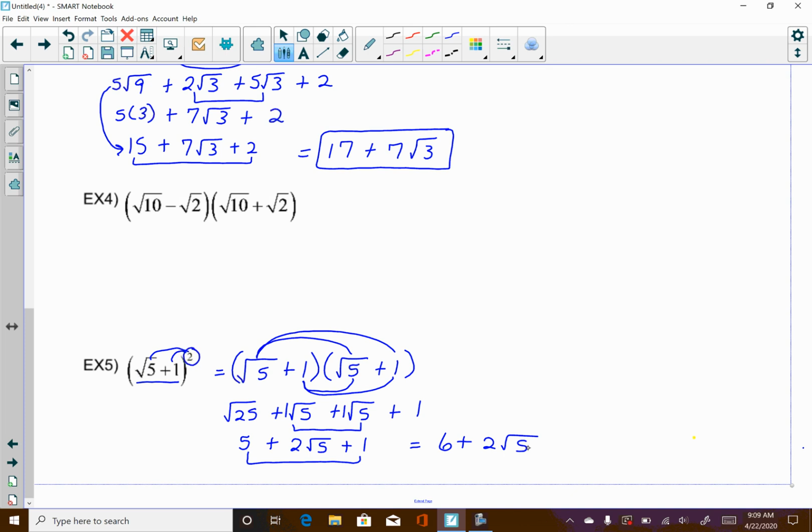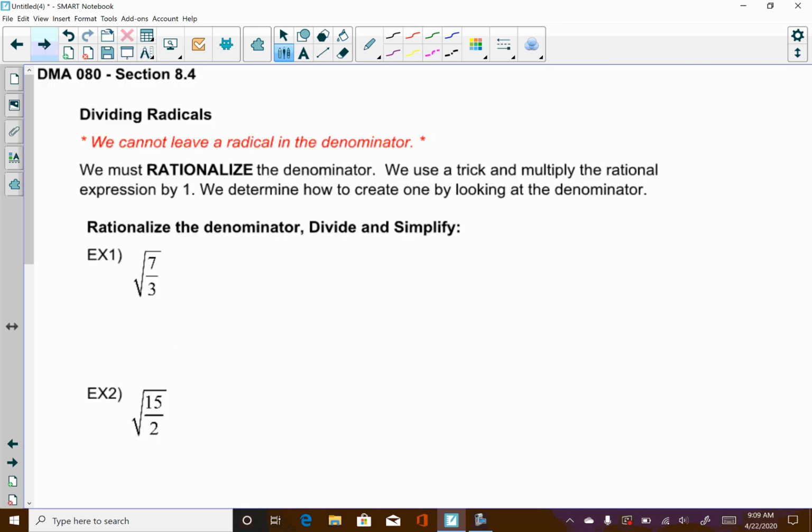Final answer. Okay. And then let's flip it over to your last page. And on this page, we'll talk about rationalizing the denominator.